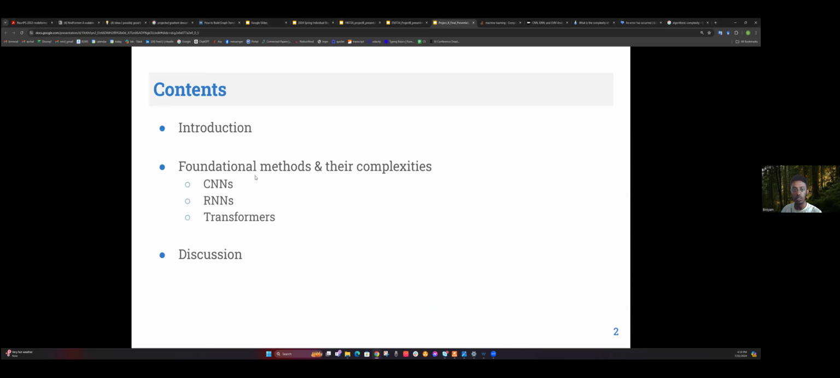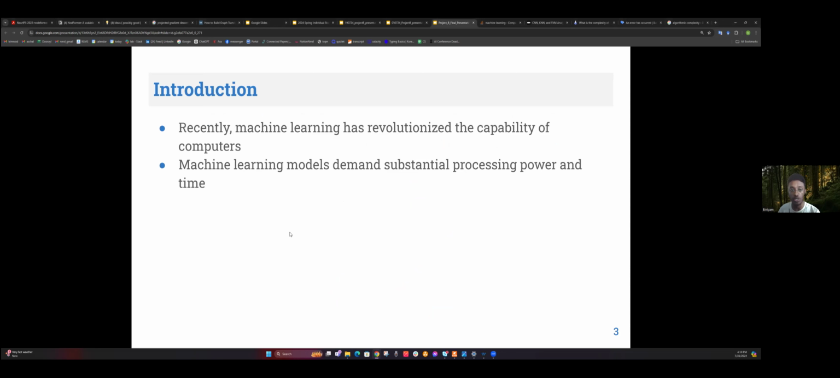Yes, so there's the contents list. And yeah, so introduction. So as you all might know, recently machine learning has revolutionized the capability of computers. So by using this large amount of data available, significant advancements have been made in natural language processing, computer vision, time series analysis, and forecasting, and so on. While these models have achieved impressive performance, they also demand substantial processing power and time.